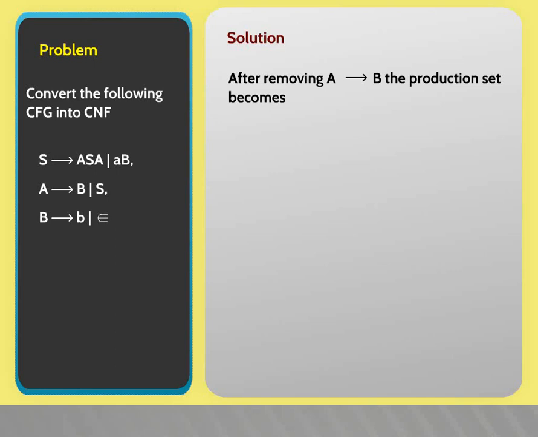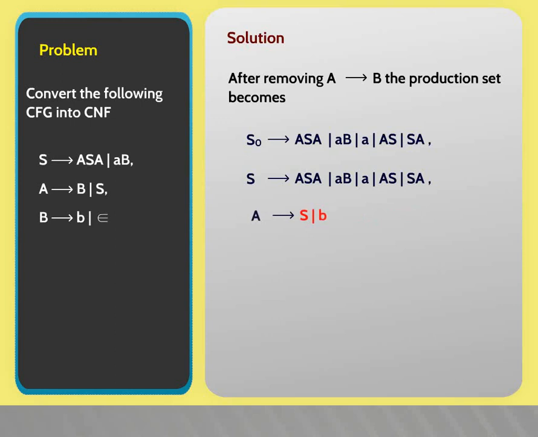After removing A provides B, the production set becomes S0 provides ASA or aB or a or AS or SA. S provides ASA or aB or a or AS or SA. A provides S or b. B provides b.